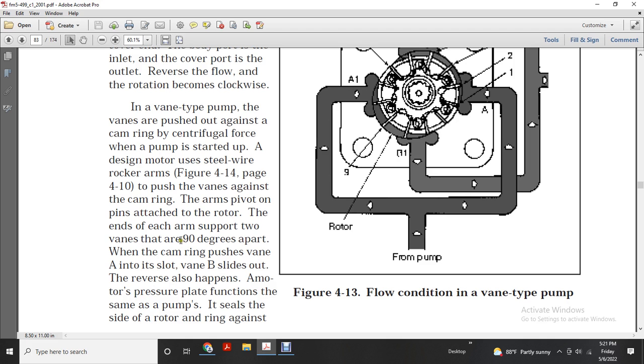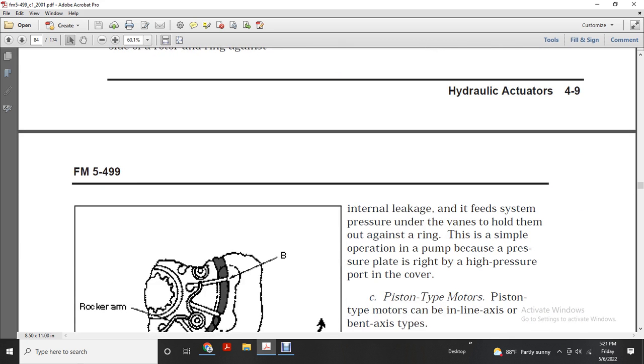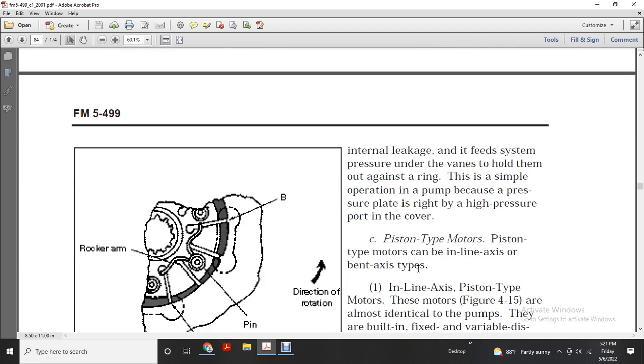Motor's pressure plate functions the same as the pump. Seals ride the rotor and ring against it. Internal leakage feeds system pressure under the vanes to hold them out against the ring, with a simple operation of the pump. The cover of the pressure plate is right, but the high pressure port is covered.